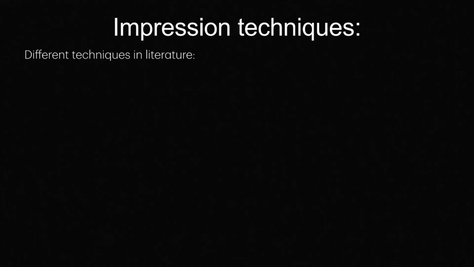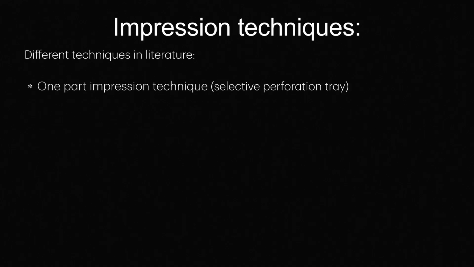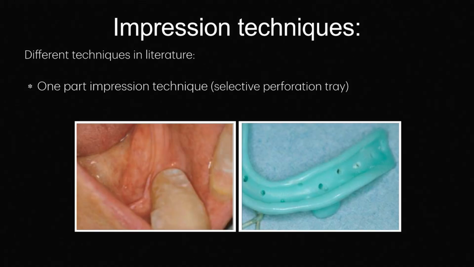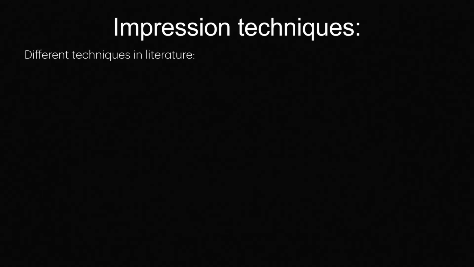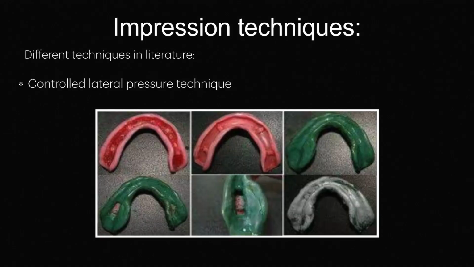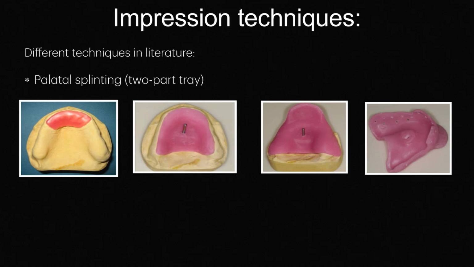There are several techniques in the literature for flabby ridge impressions. We will discuss them briefly. The first one is one-part impression technique, where the final impression is taken in perforated customized tray. Second is the controlled lateral pressure technique for mandible posterior region, where green stick and light body is used for the final impression. Next is the palatal splinting technique where two trays are used.